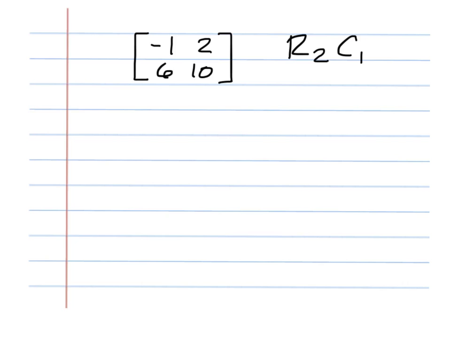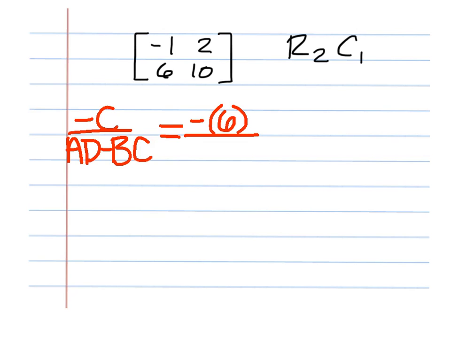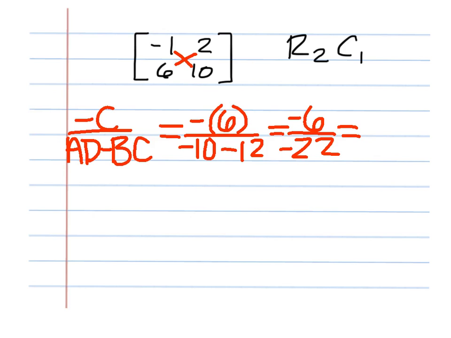Alright, example number 4, row 2, column 1 of our inverse is going to be negative C over AD minus BC. On the top, we will have negative 6. On the bottom, A times D is negative 10 minus our B times C, which is 12. That will be negative 6 over negative 22. When we reduce this, we have positive 3 over 11. And that's our answer.